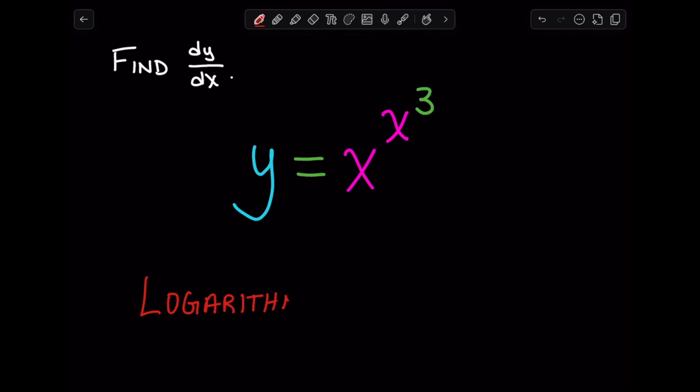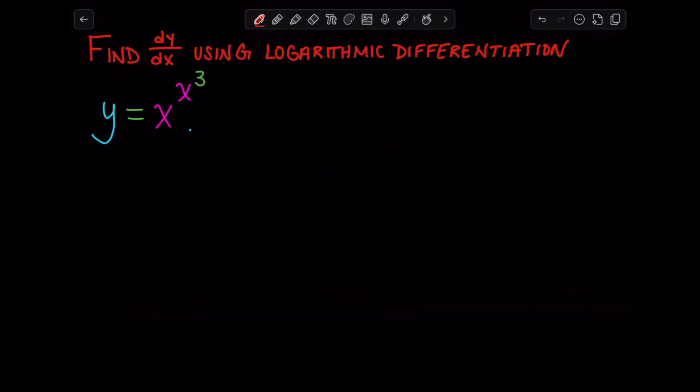Hey guys, today we're going to learn how to do logarithmic differentiation. So we use logarithmic differentiation when we have complex problems like this, where the product rule, chain rule, or quotient rule won't really help us out.